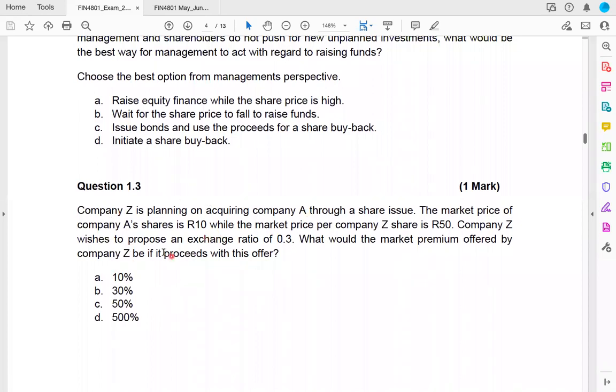Now, this is a simple case of calculating the market premium. It falls under the chapters of mergers and acquisitions. It's a matter of just identifying the correct formula and then substituting in that formula. In this case, we've been given an exchange ratio based on market share prices. Remember, sometimes you also have exchange ratios based on the EPS. So we're being asked to calculate the market premium, right?